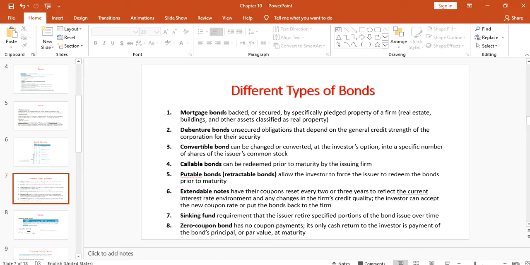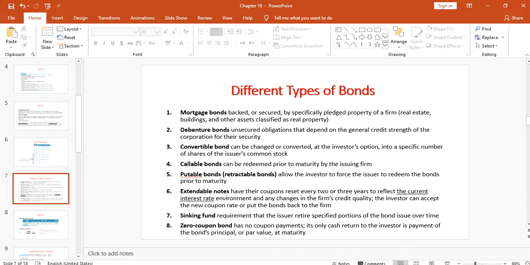But if Microsoft tells me, I'm converting your bond, your money, to our stocks, I can reject that. But if I require it, the company cannot reject. There is no reason to reject, since there are always some shares to buy. So at a specific price, they will convert your debt to their shares. We have also callable bonds.